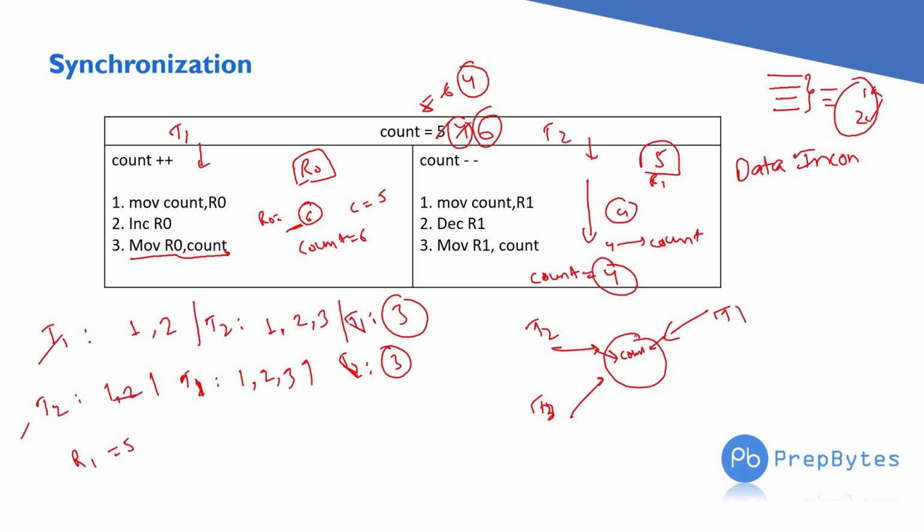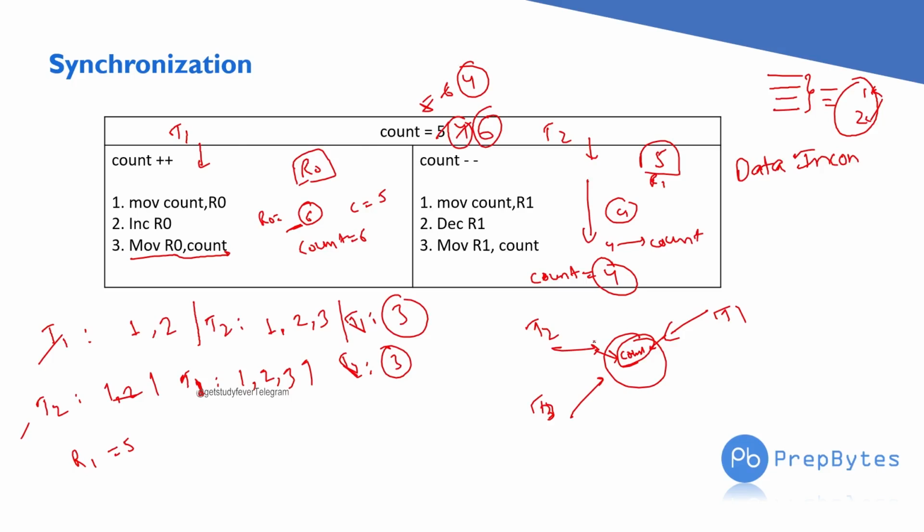Fine. Because there is no mechanism till now that stops T1, T2 and T3 from accessing the shared variable simultaneously, this data inconsistency problem occurs. This is where synchronization comes into the picture. It will synchronize this whole process.